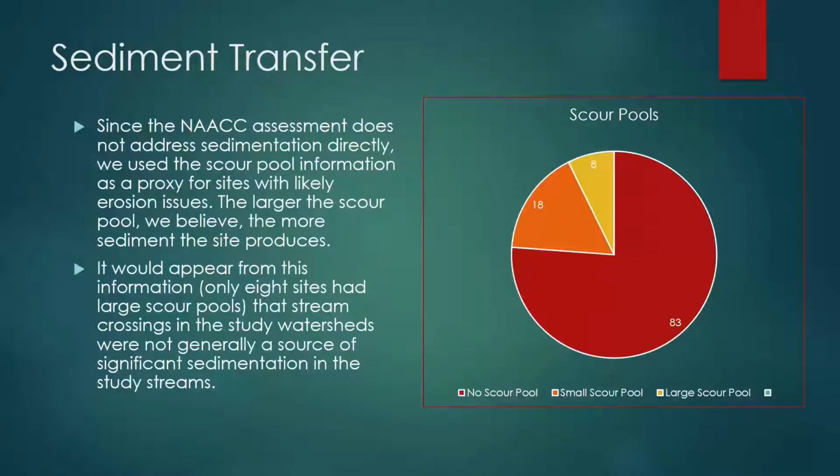A small scour pool is between 1 and 2 times the length, width, or depth of a reference pool within that section of stream. And a large scour pool is more than twice the length, width, or depth of a reference pool in that section of stream. Now, no scour pool, there's no difference in reference pools within that section of stream. So a large scour pool, it's pretty evident when you come to a site that has a large scour pool.